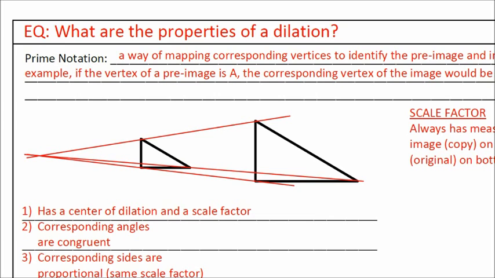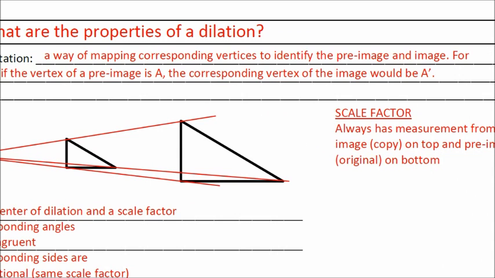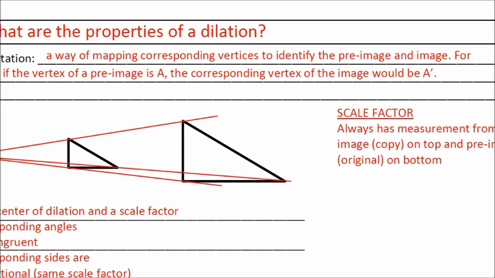Now, before we talk about dilation, I want to define something for you, something you should have seen last year, but just in case you don't remember it. It's this idea of prime notation. So write this description down, or definition of prime notation. It's a way of mapping corresponding vertices to identify the pre-image and the image.